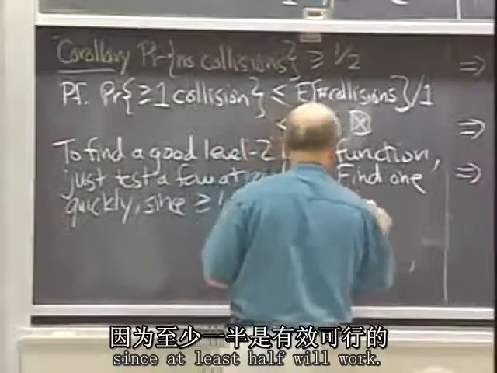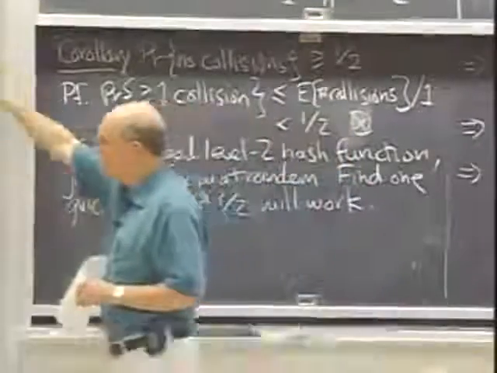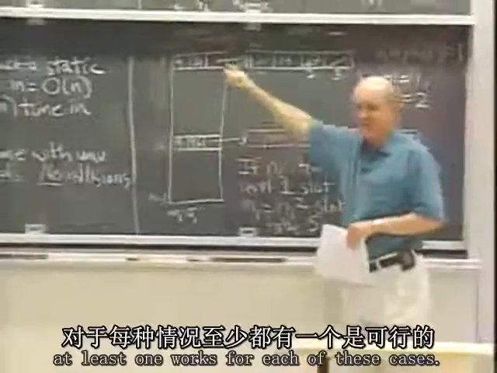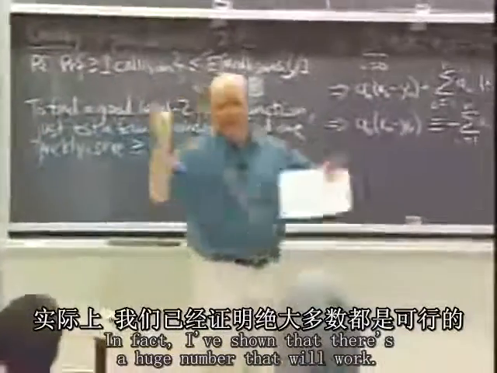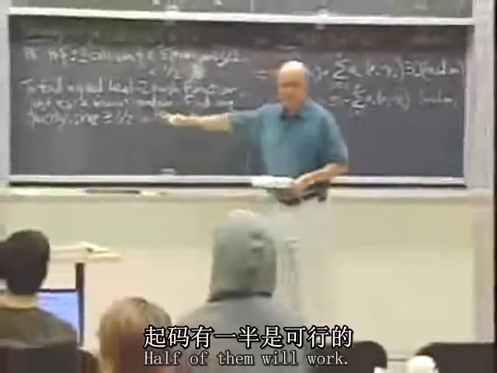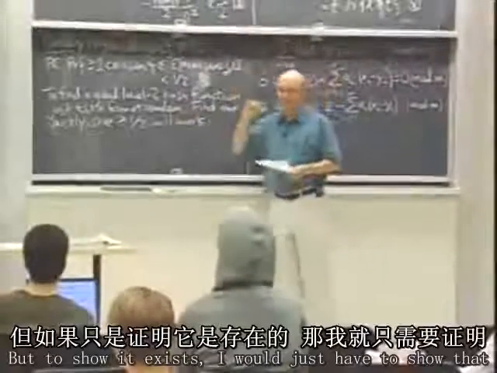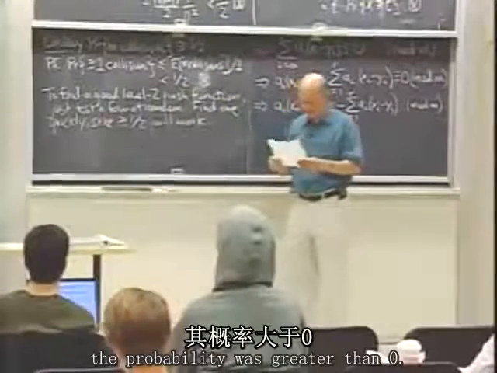If I just want to show that there exist good ones, all I have to prove is that at least one works for each of these cases. In fact, I've shown that there's a huge number that will work. Half of them will work. But to show it exists, I would just have to show that the probability was greater than 0.